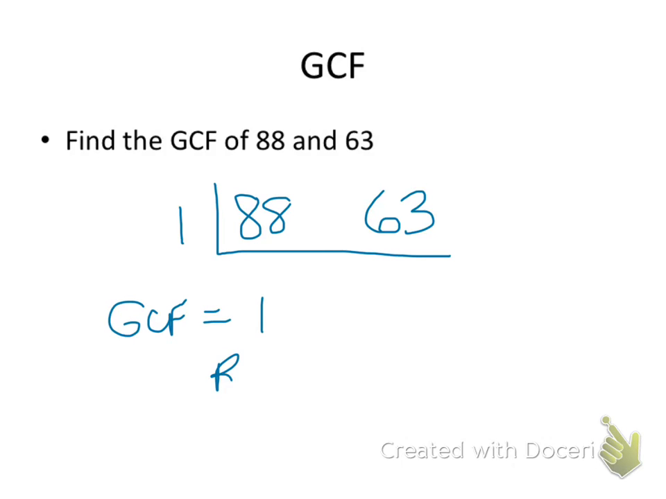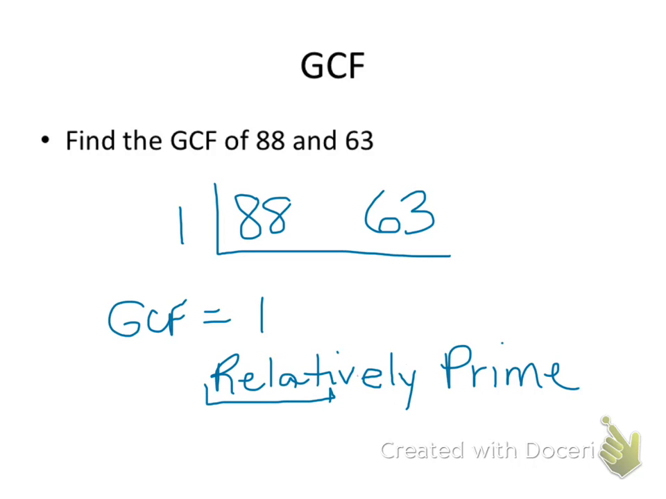And these 2 numbers are called relatively prime. I want you to write this down. Relatively prime, because 88 is not a prime number, right? It's even, it's not prime. 63 is not a prime number, it's a composite. It's composed of lots of factors. But together they are relatively prime in the way that they relate to each other, because their GCF is equal to 1.